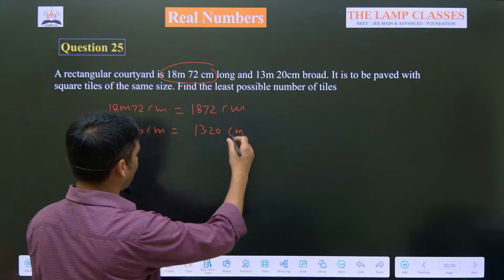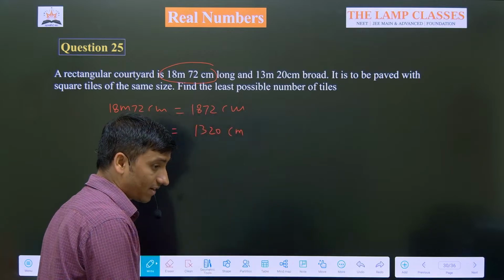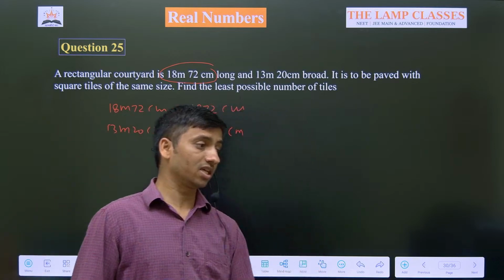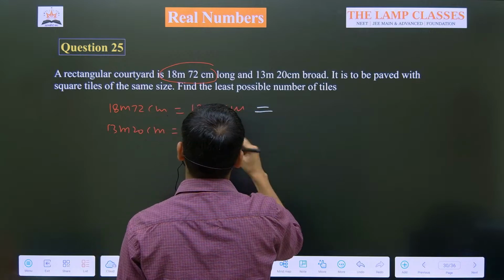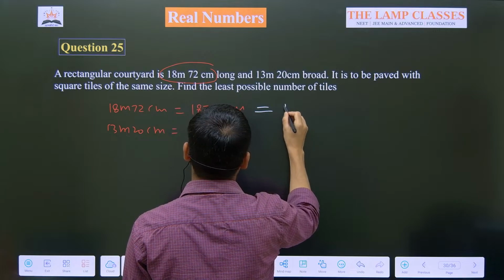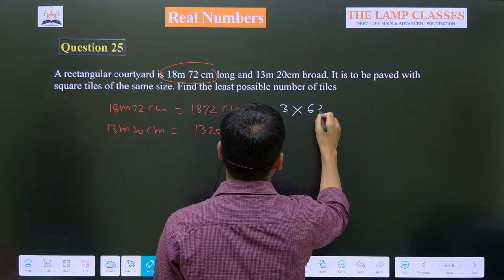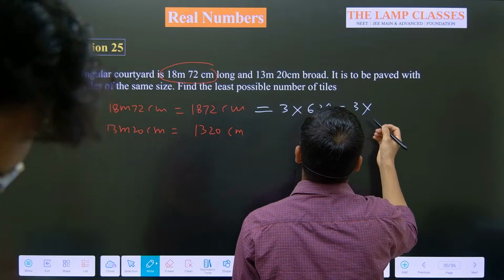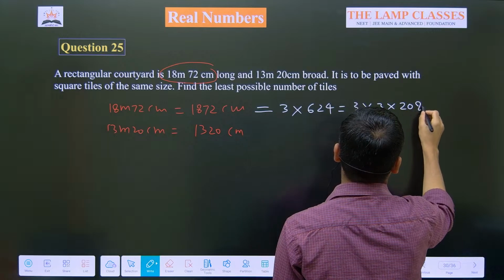So first of all, we have to find the HCF of these two numbers, and to find the HCF we have to do the prime factorization. Does it make sense to you? If it doesn't, try to understand, okay? Check what is missing. So 1872, I'm writing it as, it is divisible by 4, or even divisible by 3. So 3 times 624, again it is divisible by 3, so 3 times 208.